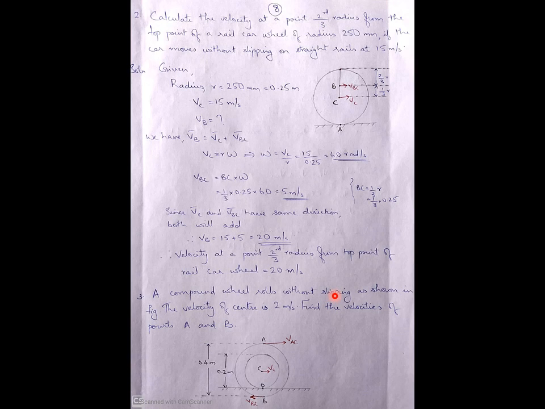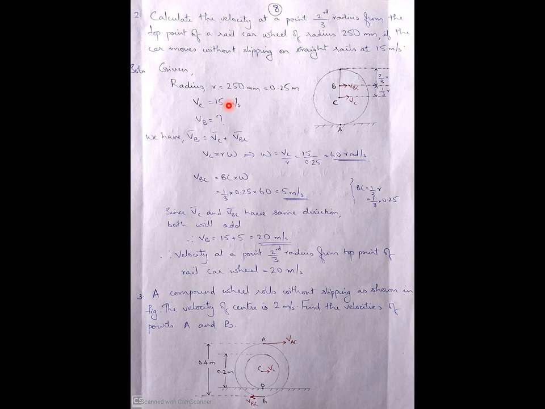Next question. Calculate the velocity at a point 2/3 radius from the top point of a rail car wheel of radius 250 millimeter, if the car moves without slipping on straight rails at 15 meter per second. So radius is given, which is 250 millimeter. Convert into meter. The velocity at center point is given. It is 15 meter per second.